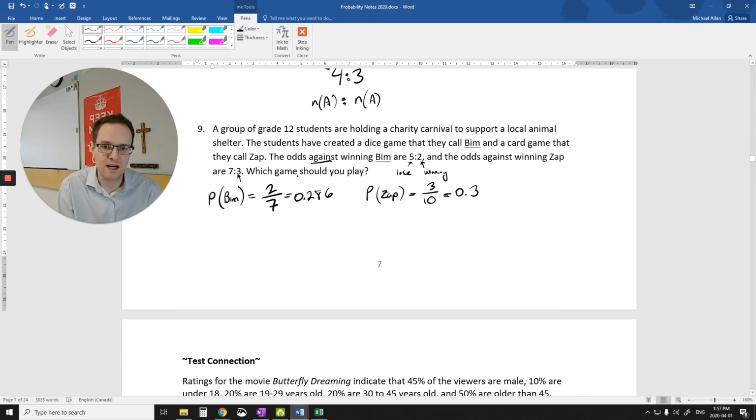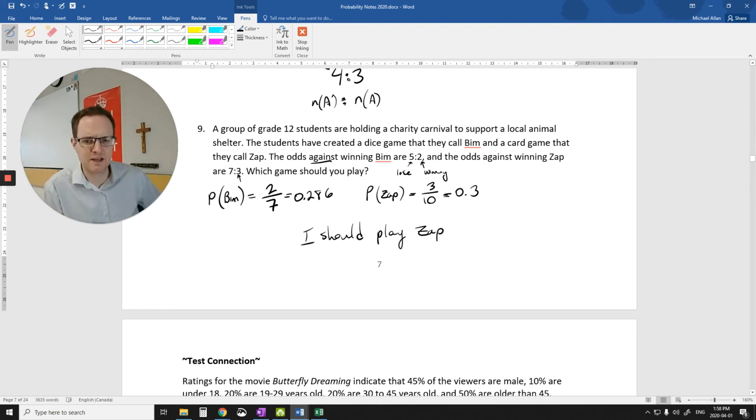So which game should I play? If I want a better chance to win, I should play ZAP, right? It's like a 1% better chance. But that's fine.